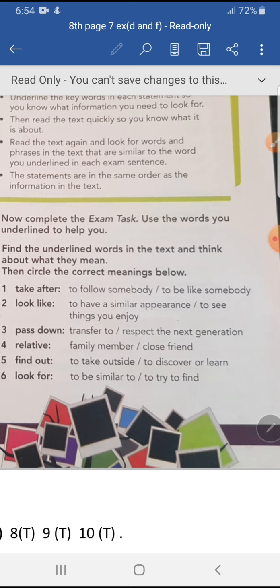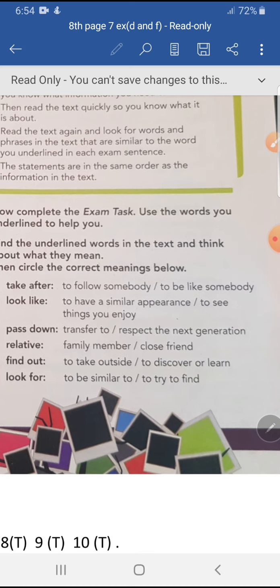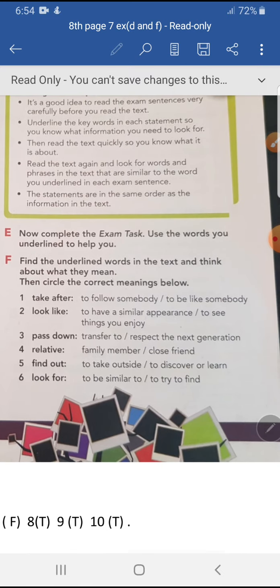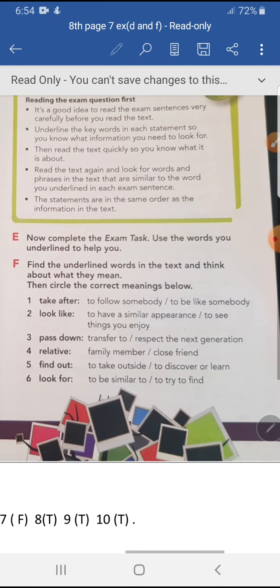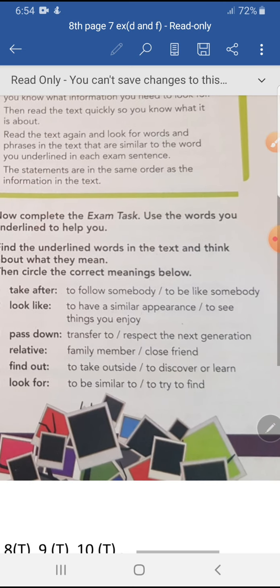4, relatives: family member or close friend. Of course, family member. 5, find out: to take outside, or to discover or learn. The answer is to discover or learn. The last one, look for: to be similar to, or to try to find. The answer is to try to find.